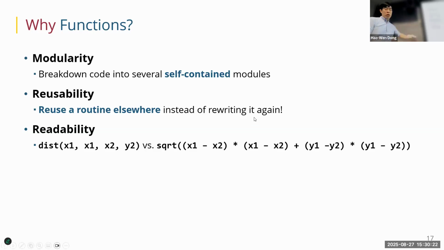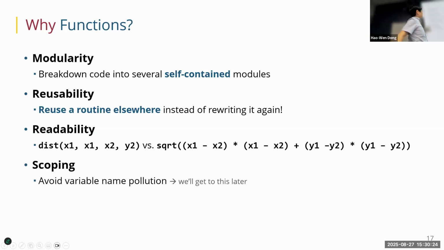And finally, scoping. We will get into this. This is very important, but for now, you likely won't get the sense of why it's important. But avoid variable name pollution. We will get into that later.